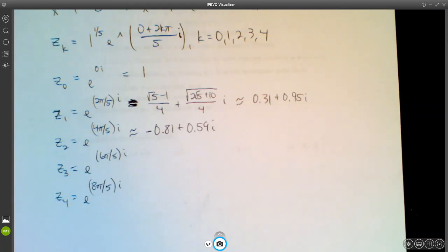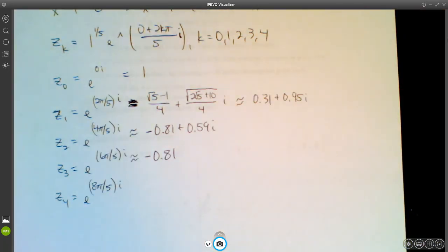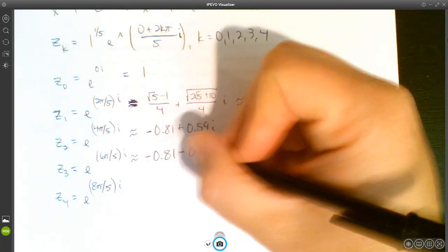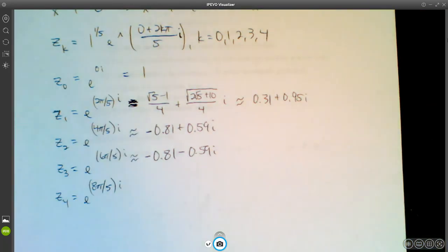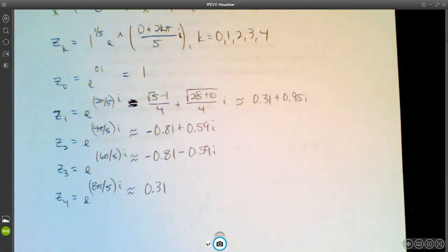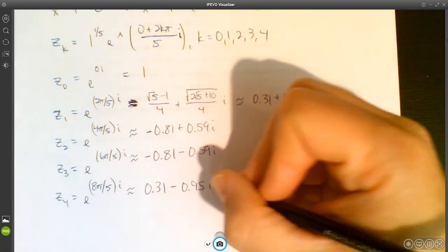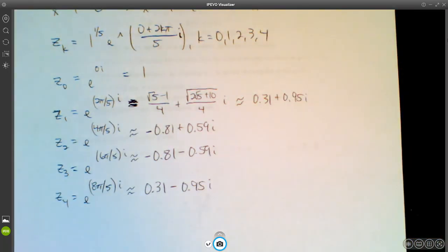Cosine of 6 pi over 5 would be approximately negative 0.81 again. Sine is going to be negative 0.59. And then finally, cosine 8 pi over 5 is approximately 0.31. Sine is negative 0.95i. Okay, so there we go.